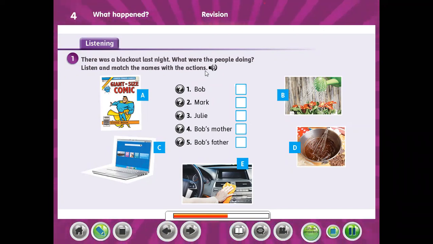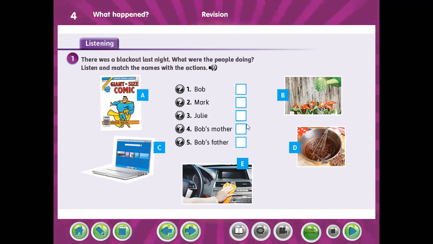Oh, I see. Where was your sister, Julie? What was she doing? She was in the garden. She was watering the plants. And what about your mum, Mrs. Adams? What was she doing? She was in the kitchen. She was making a cake. It was a chocolate cake. What about your dad, Mr. Adams? My dad was in the garage. He was cleaning the car, but he couldn't see anything, so he stopped.